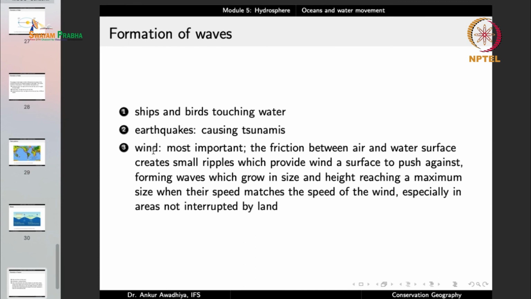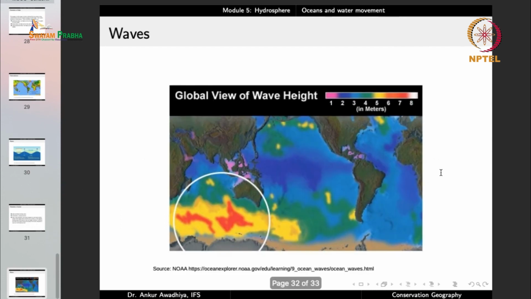Now when you have wind, the friction between air and the water surface creates small ripples which provide wind a surface to push against, which then form waves which grow in size and height, reaching a maximum size when their speeds match the speed of the wind, and especially in areas that are not interrupted by land. So if we look at a global view of the wave height, we will find the largest or the highest waves in these areas where you do not have any land mass for a very long distance. So that's about the movement of waters.